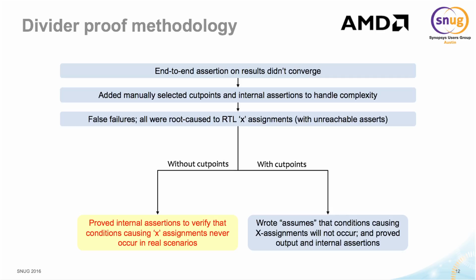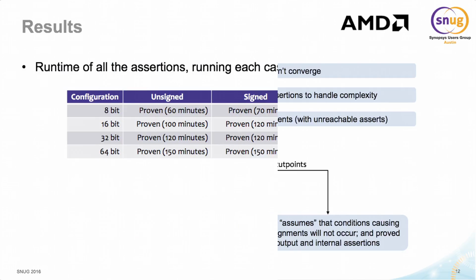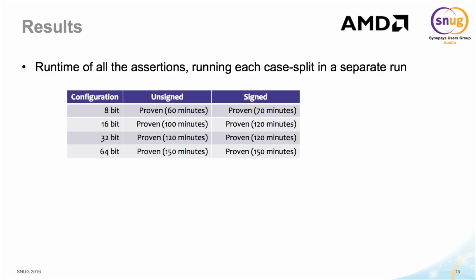After applying cut points, we got failures for the division result. The root cause of the failures was the cut point taking illegal values not allowed by RTL. We added a constraint to disallow the illegal values. With this, we were able to prove equivalence for the division result. In a setup without cut points, we also proved that disallowed scenarios never occur in RTL. With that, we were able to verify the divider.